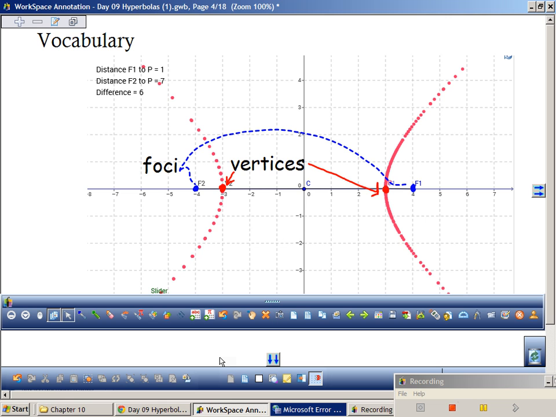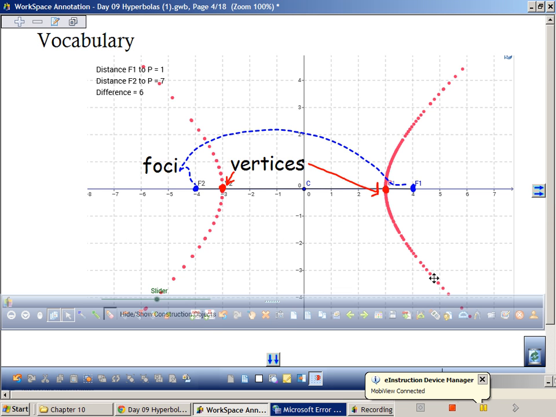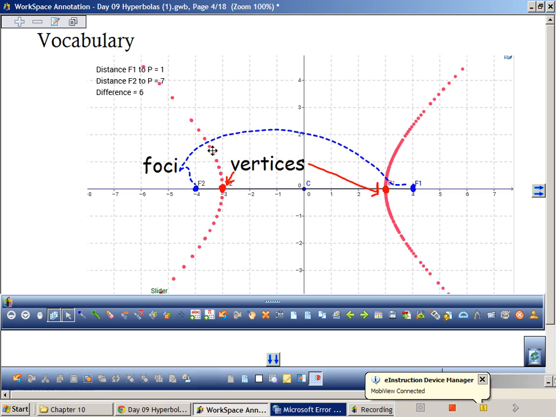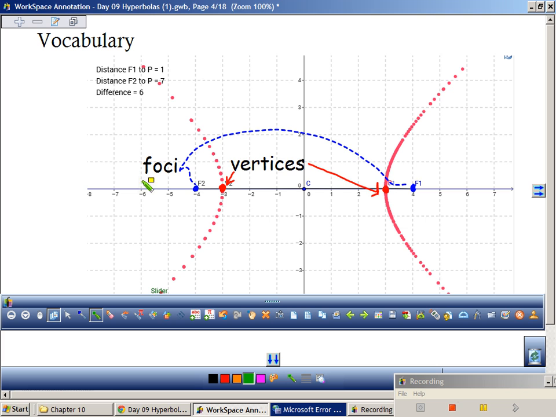Okay. There's a couple other things that I want to talk about here. First of all, we call these guys branches. Okay? Now here, this is a branch and this is a branch. I don't think I really need to label that, though. And there's one other thing that I really want to concentrate on.